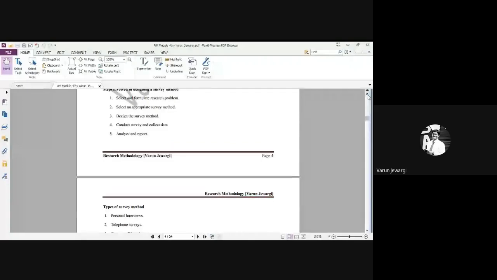Then conduct the survey and collect the data. Once the survey is done, the researcher has to collect those data. After collecting the data, he has to analyze it and report it. So these are the various steps involved in designing a survey method.